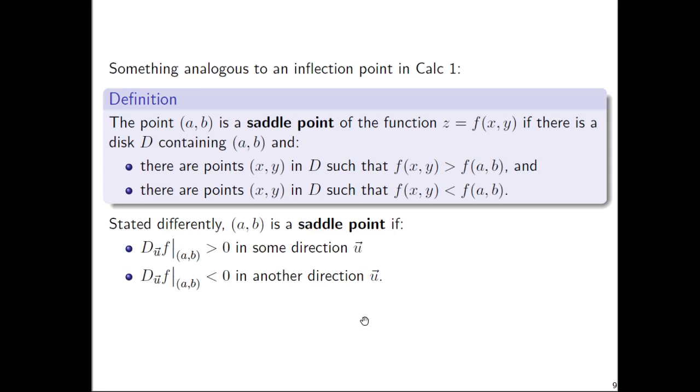So stated differently, a comma b happens to be a saddle point if the directional derivative at a, b is positive for some direction u, and the directional derivative at a comma b is negative in another direction u, for a different u, right? So starting at a comma b, perhaps in a sense, some of the slopes are positive and some of the slopes are negative.